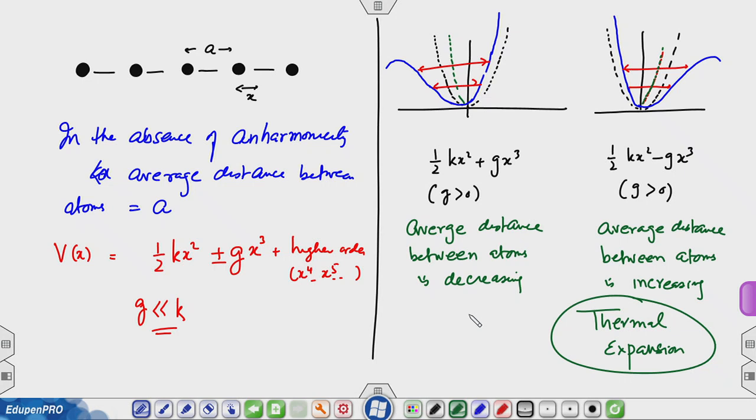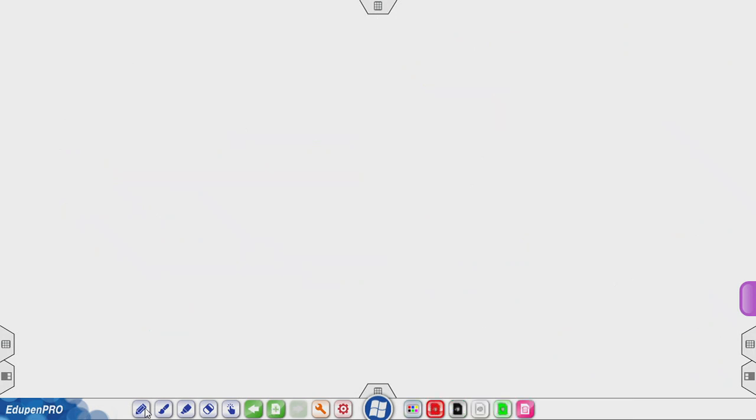So, I have given you a qualitative idea as to how inclusion of x cube terms with a negative correction makes the system or the crystal expand as temperature is raised. Let us now make it a little mathematical. Before that, let me just give you a question.